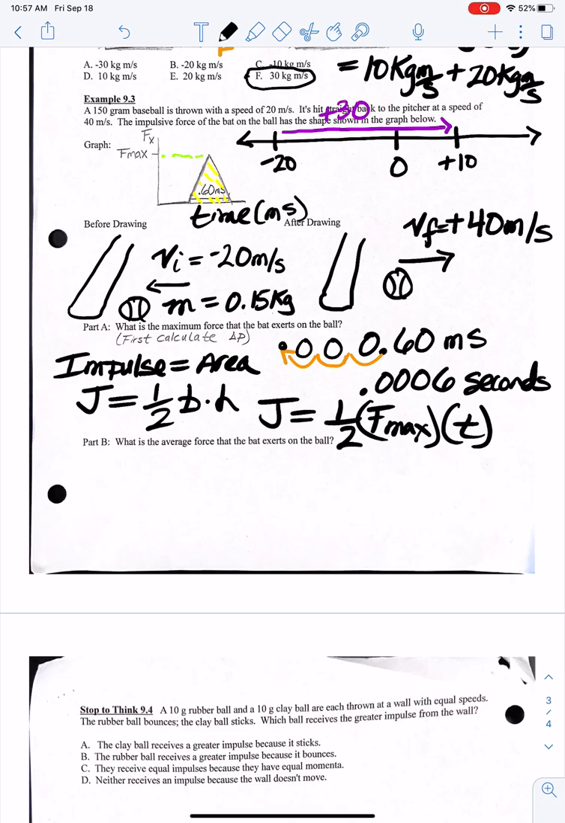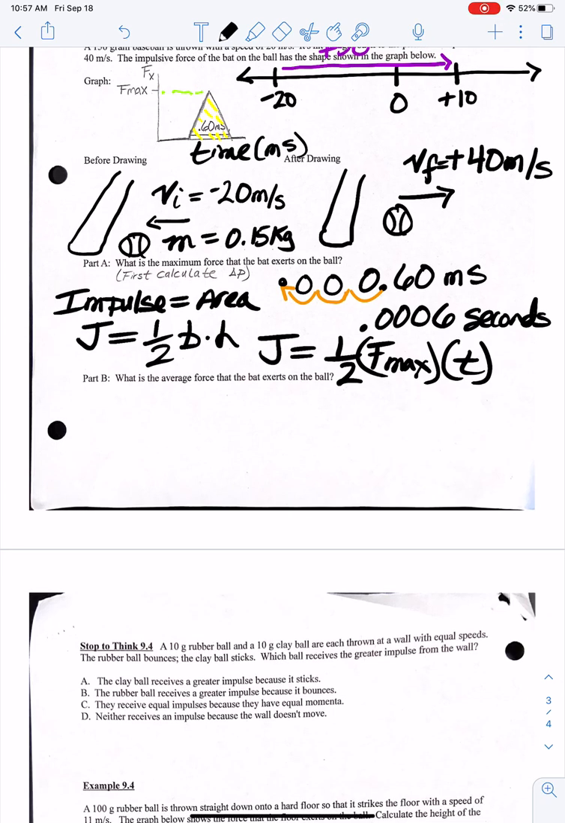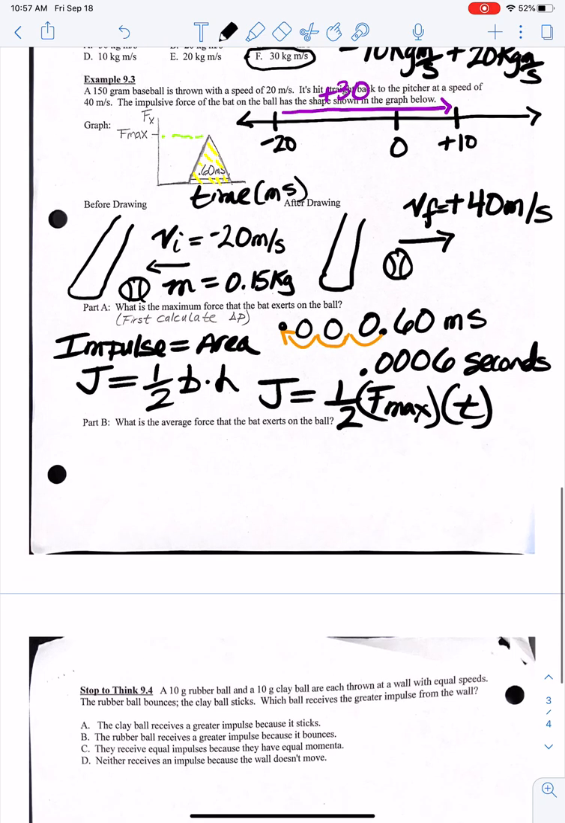But I don't know J, and I don't know F max. So this is a problem. I think we have to get J first before we do anything else. So how to get J? Well, I'm kind of running out of room here, as always. Let's go ahead and see if I have room.